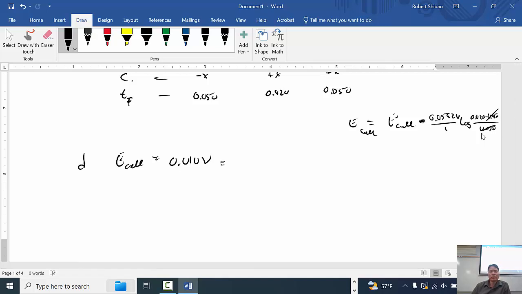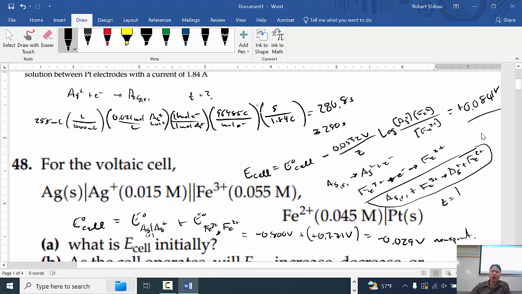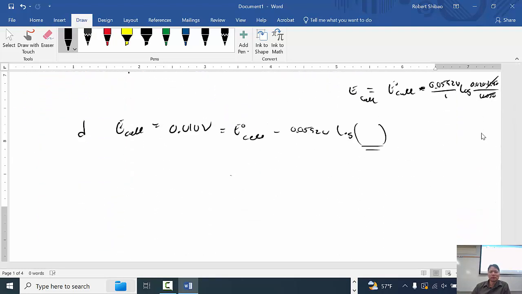Okay, when E of the cell is equal to 0.010 volts, this is equal to E naught of the cell minus 0.0592 volts times the log of the ratio. So we could figure out what the ratio is here. And so E naught of the cell was negative 0.029. So I'm going to add 0.029 volts to both sides. So I'm going to get 0.039 volts is equal to negative 0.0592 volts log of the ratio.